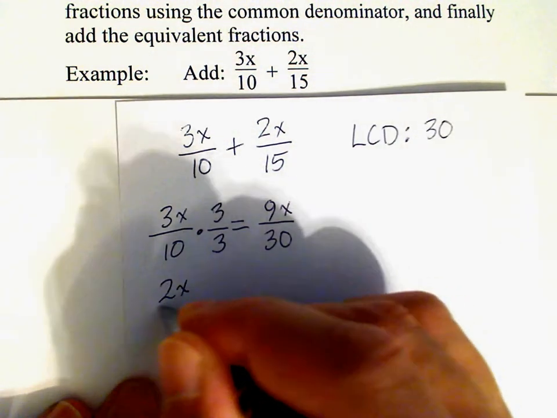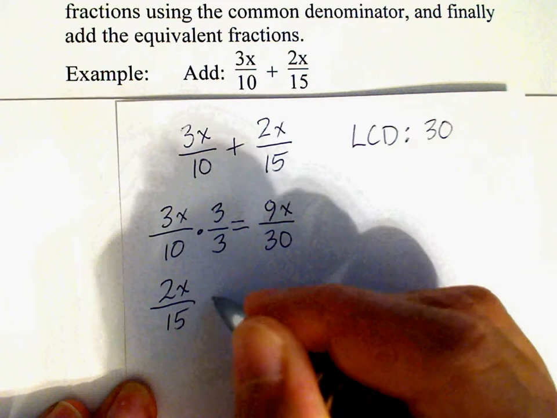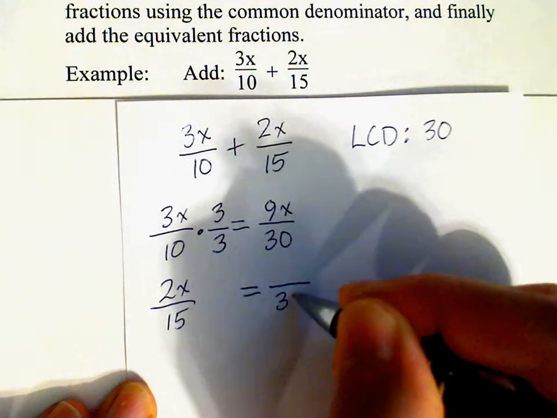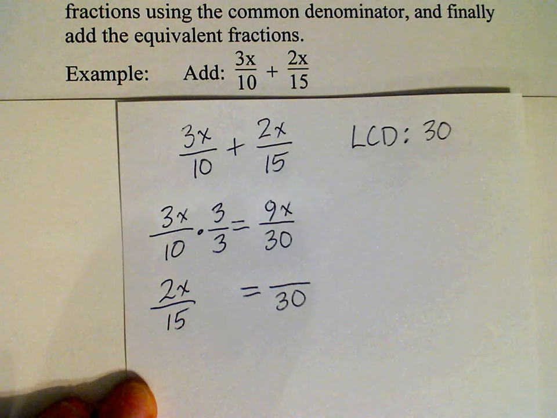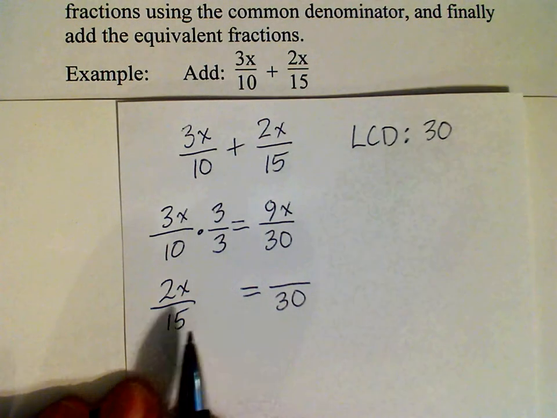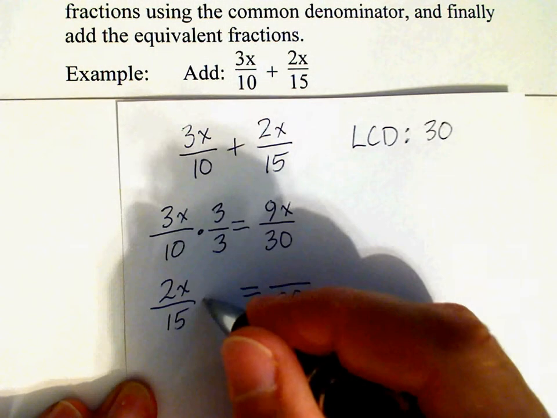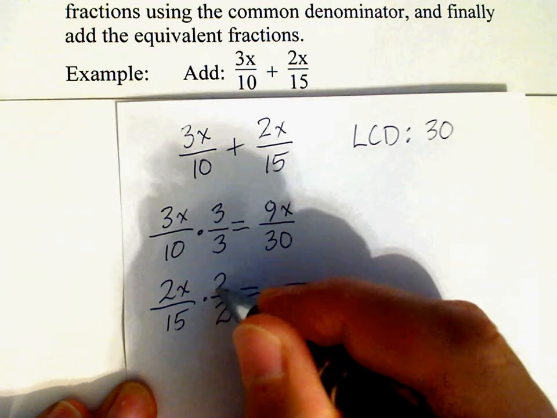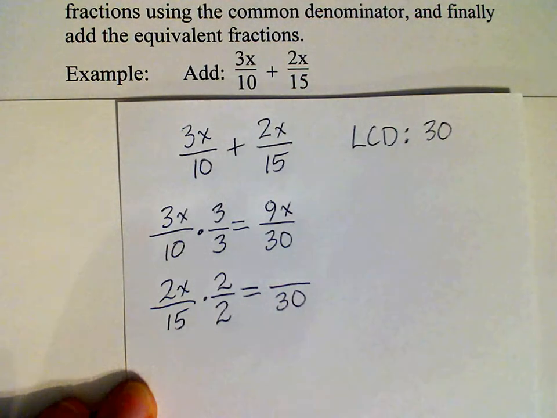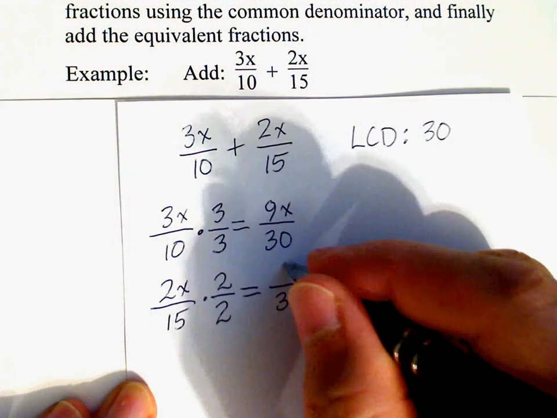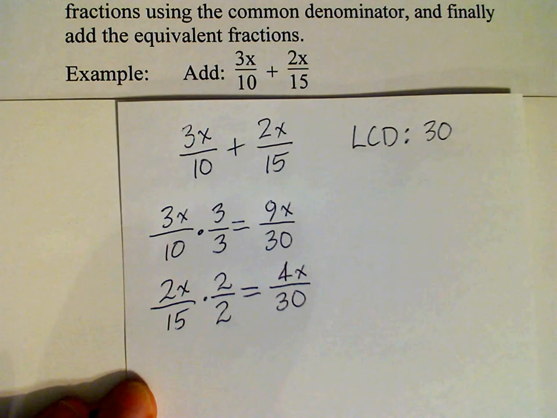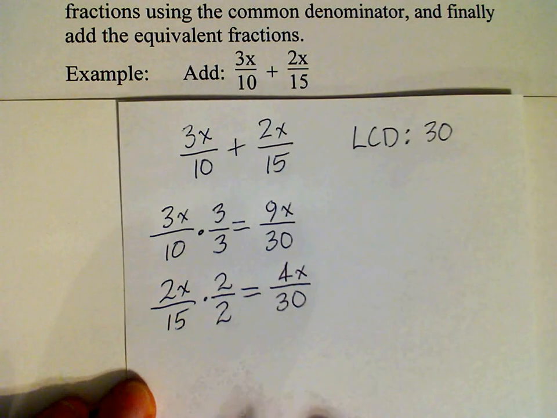And then we have to do the same thing for the other fraction, 2x over 15. And that's going to end up with a denominator of 30. So now, how am I going to get from 15 to 30? Well, I need to multiply by 2, don't I? Okay, so that gives me an equivalent fraction of 4x over 30.